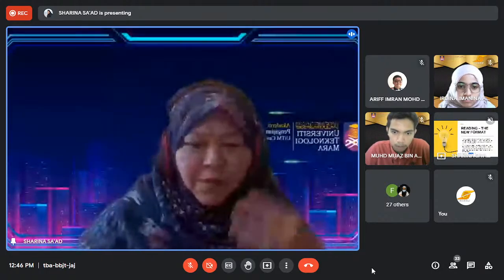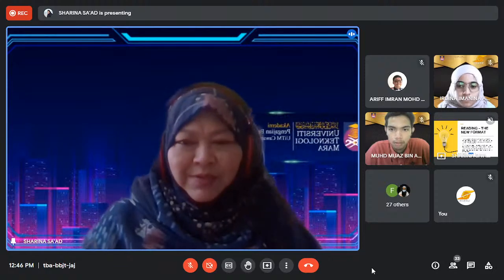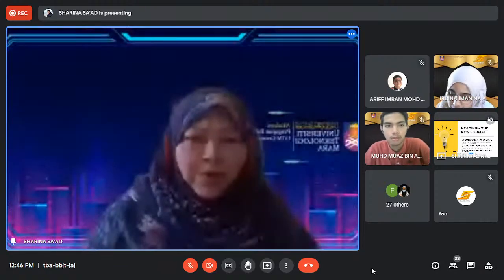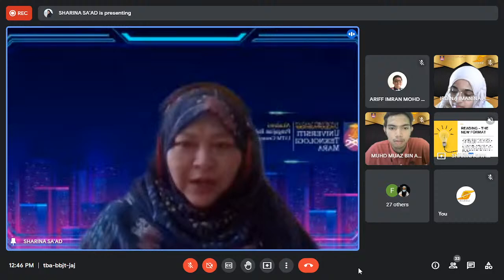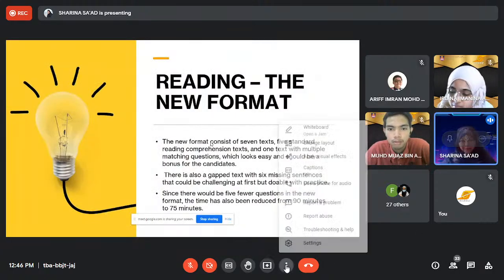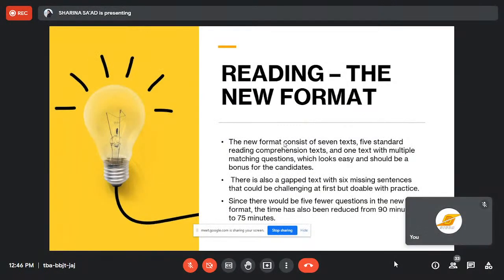Now that you know, every skill has the new format, including reading. The new format consists of 7 texts: 5 standard reading comprehension, and 1 text with multiple matching questions. I think the new format is easier, and it should be a bonus for candidates, for you all. Compared to the old format, I think the old format is more difficult. You have 75 minutes. Previously, for reading, you had 90 minutes, but with the new format, you have only 75 minutes to answer.